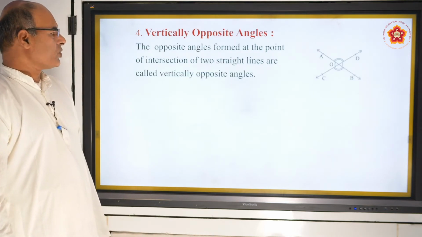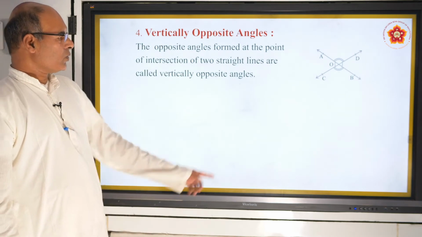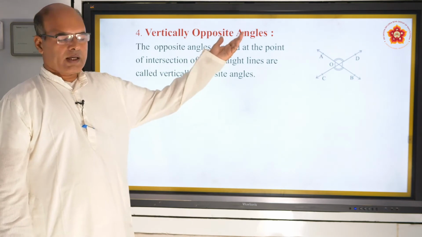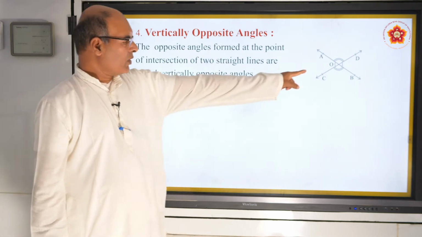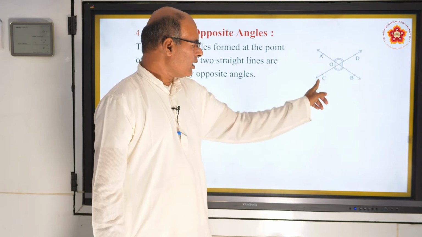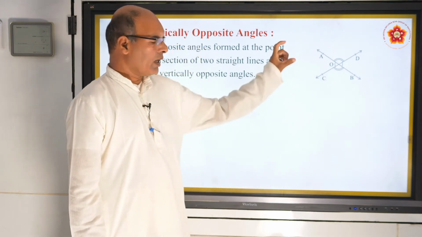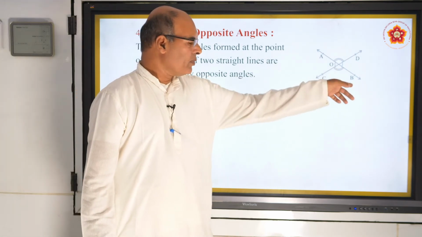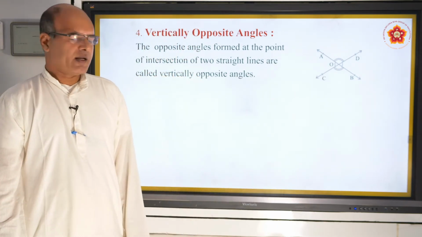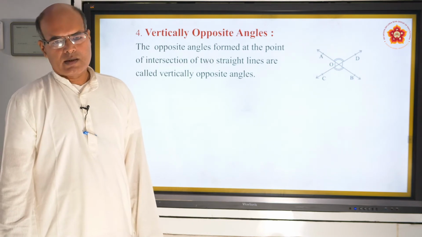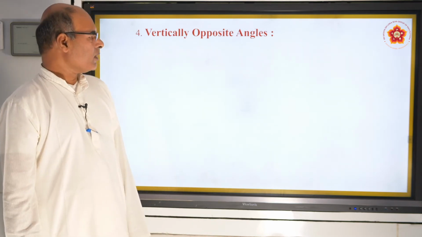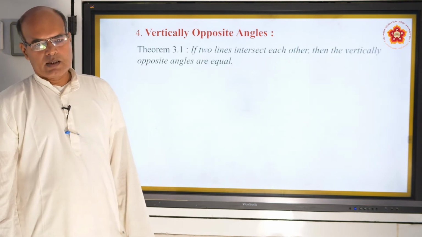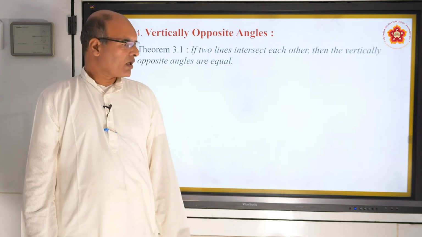Now go to the vertically opposite angles. When two straight lines intersect at a point, the opposite angles at the common vertex, here angle AOD and angle BOC, are a pair of vertically opposite angles. Angle AOC and angle DOB are another pair of vertically opposite angles. Now we have a theorem on this. Whenever two straight lines intersect at a point, the vertically opposite angles are always equal.